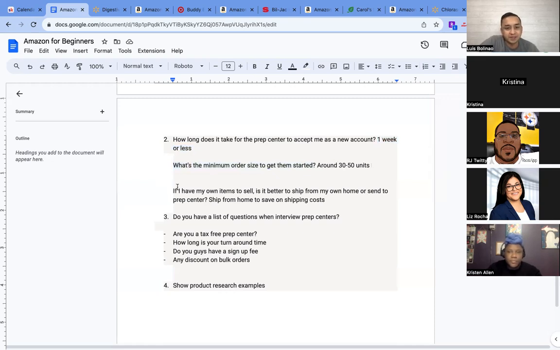And then when someone's asking, if I have my own items to sell, is it better to ship from my own home or send to a prep center? So if you have your own items to sell, meaning if you're sourcing locally in your neighborhood, it's better to ship it directly to Amazon, just because it's going to cost you money to ship to the prep center, right? So if you ship it from your house to Amazon, it's going to be cheaper.